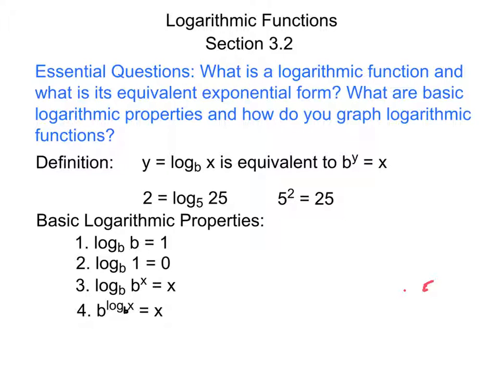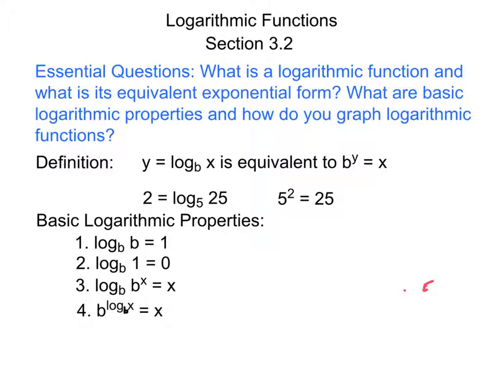Now the fourth and last property that we'll talk about right now is that b raised to the exponent, where the exponent is log to the base b of x, is simply equal to x. Now if we take that, which is the exponential form, and convert it back to the logarithmic form, we will see that log to the base b of x is simply equal to the log to the base b of x.